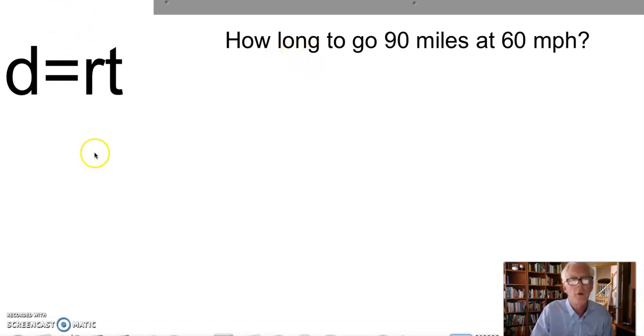Like we talked about earlier, Dad, Mom, when are we going to be there? We want to get the t by itself. To get the t by itself, we would just divide both sides by r. Divide by r and divide by r, and that gives us t would equal distance over rate. All right, we talked about that today.